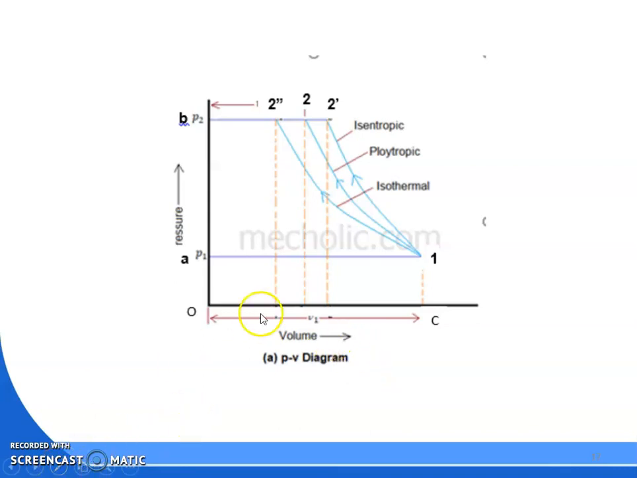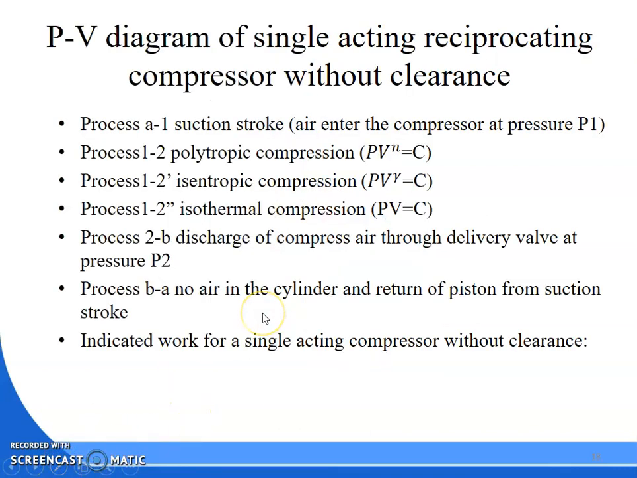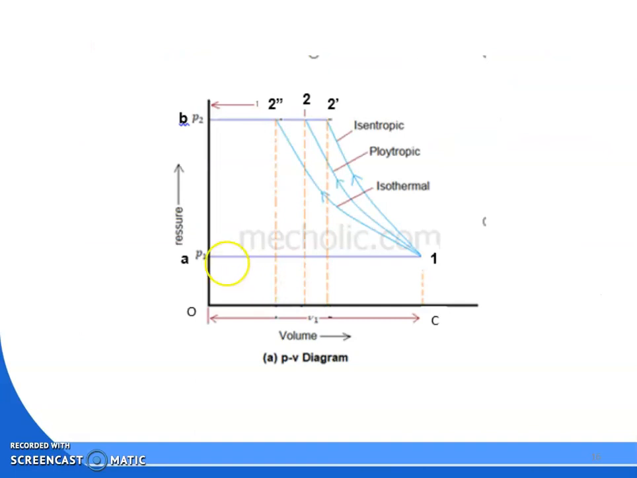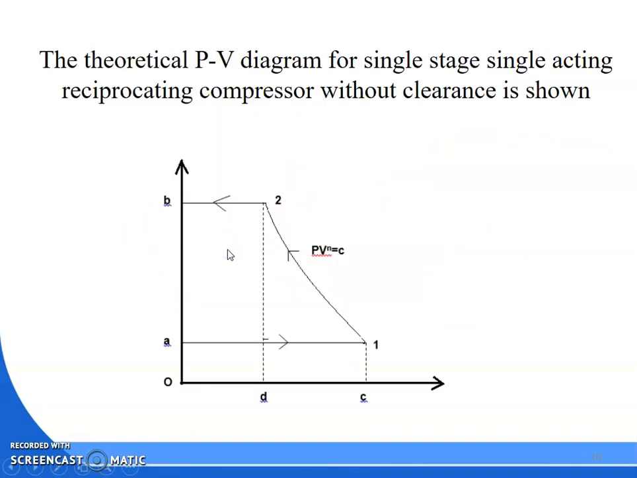So what we will discuss today is the work input to the compressor in a single acting reciprocating compressor without clearance. In the previous class we discussed the PV diagram. Today we will discuss the theoretical PV diagram of a single stage single acting reciprocating compressor without clearance. That will be shown here.